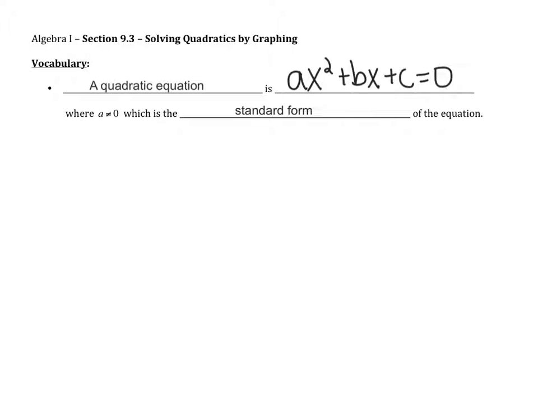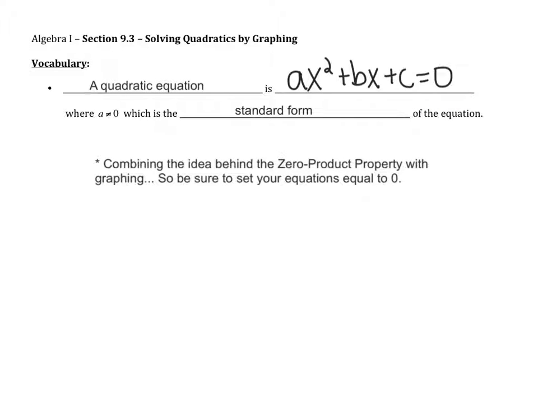But one thing to take note of is that in this section, we need to make sure our equations are set equal to 0, because we're going to be solving them by combining graphing with the zero product property. So our equations, again, have to be set equal to 0. Make sure you write that down in your notes.